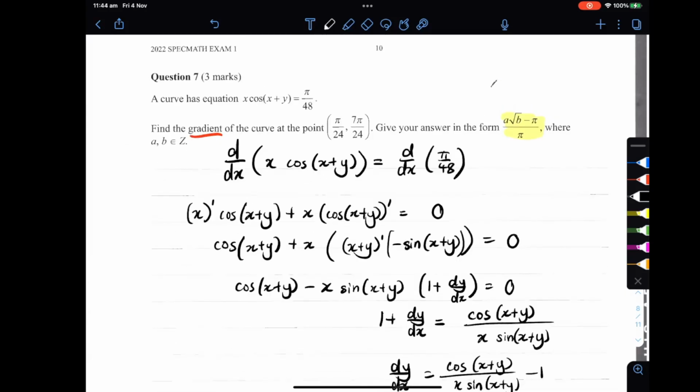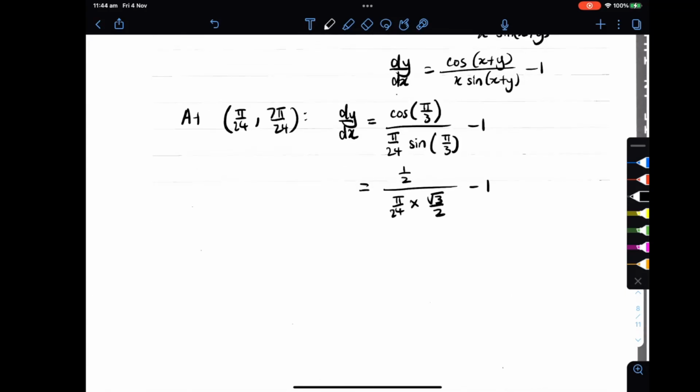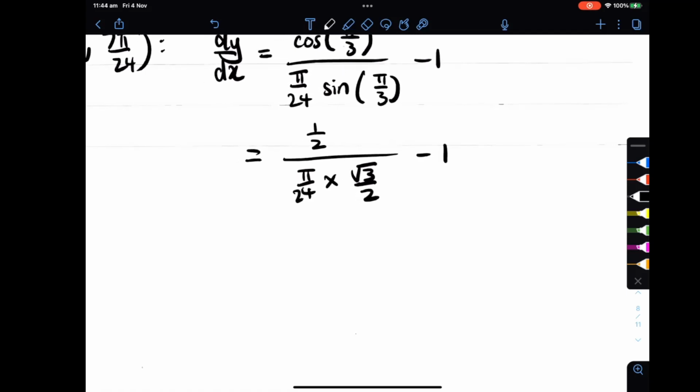Alright, what form? a root b minus pi over pi. Alright, so perhaps we could multiply this whole fraction by 2.